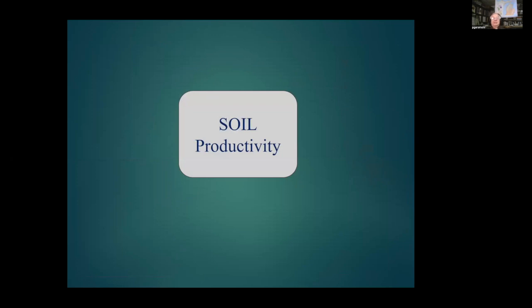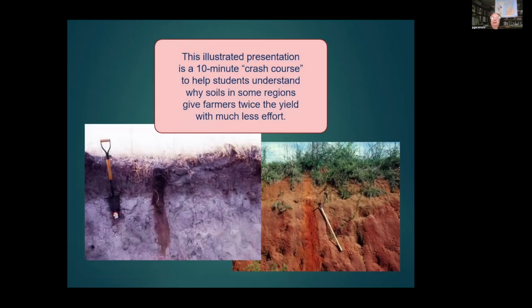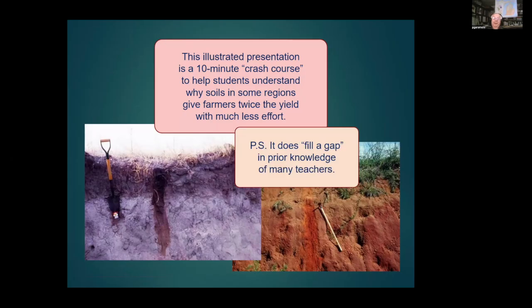Soil productivity is a very different kind of activity. Basically, it's an illustrated presentation, a 10-minute crash course about why soils in some regions are likely to give farmers more than twice the yield with a whole lot less effort. And it fills a gap in the prior knowledge for a lot of teachers. I mean, Americans in general tend to know a fair amount about weather and a little bit less about world climate patterns and a little bit less about world geology. But generally, they have not learned very much at all about soils.